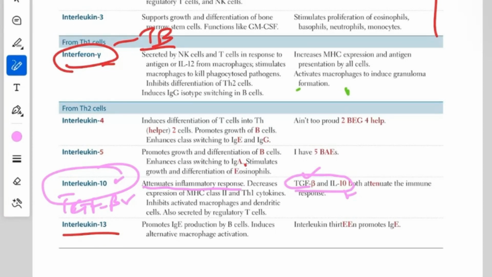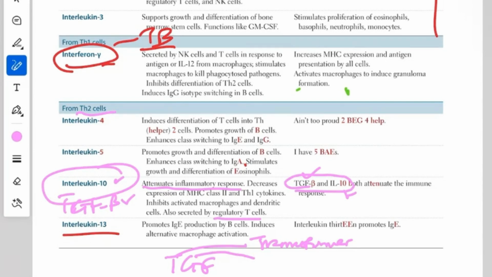They are produced by either the Th2 or regulatory T cells. Of all the cytokines, there are two most important ones that are anti-inflammatory: interleukin 10 and transforming growth factor beta. Now, when you hear TGF, remember there's also TNF, tumor necrosis factor. For TGF, the T is transforming, like the Transformers.